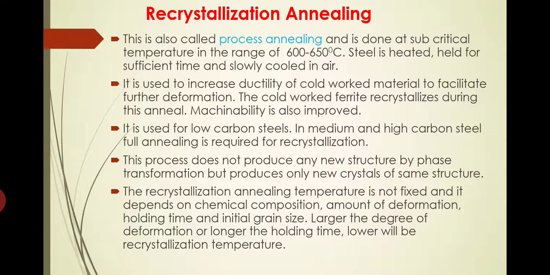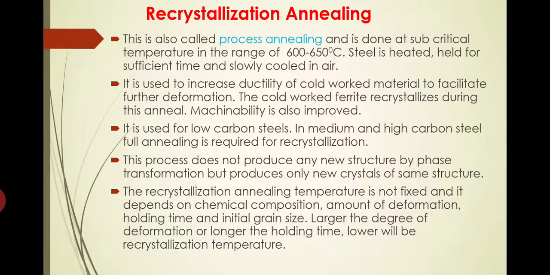It is used for low carbon steel. See, this is also done for low carbon steel only. We are not using this recrystallization annealing process for the hypereutectoid steel or high carbon steel. The reason is that hypereutectoid steel finally will have the cementite structure. So we won't use this process. Only ferrite structure will be recrystallized by doing this process. Cementite will not recrystallize by doing this process. So we cannot apply this for the hypereutectoid steel. It is used only for low carbon steels.